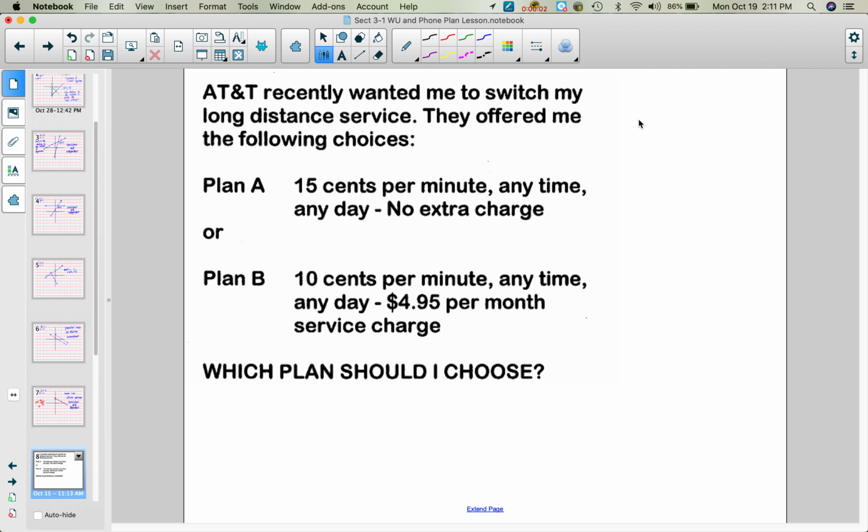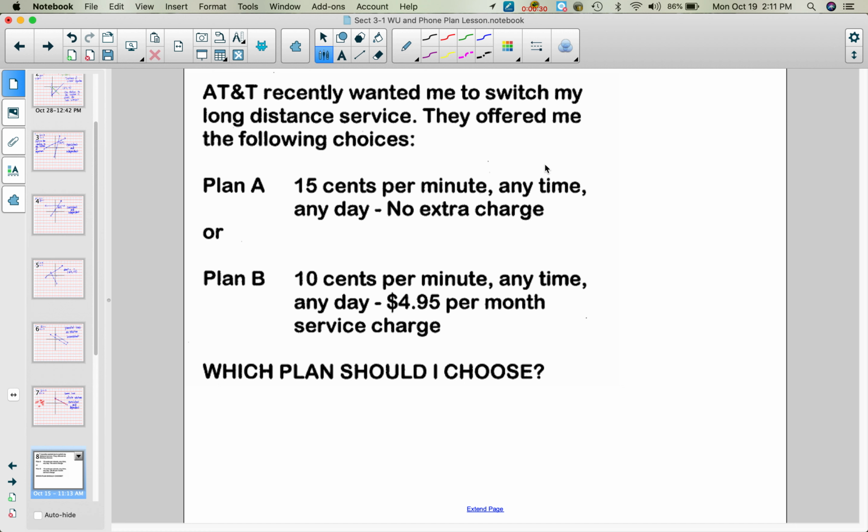So I want to give you an example, and I'll admit this is kind of an old example of how you would use a system of linear equations to help you solve a problem. AT&T, which was a telephone company, well, they still are in existence, but recently wanted me to switch my long distance service. This is for a landline. I know many of you don't even have landlines anymore. So they offered me the following choices.